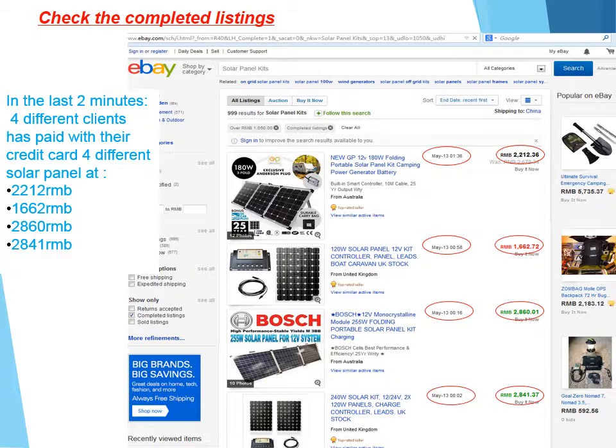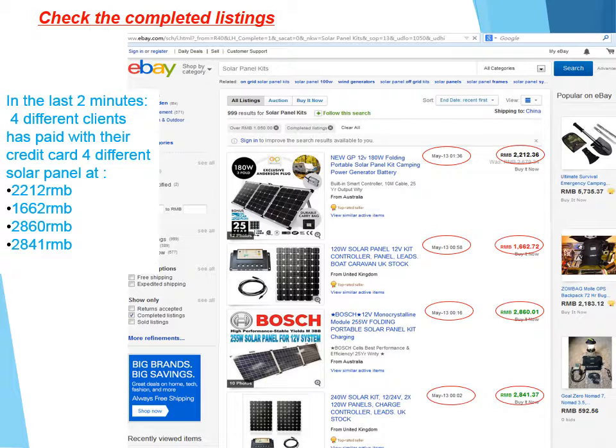Here we see clearly that in 2 minutes there were 4 sales, so every 30 seconds there was a sale, and each of them was between 1,600 and 2,900 RMB. So here you see the real price, the price where people buy it. So you should do the same.